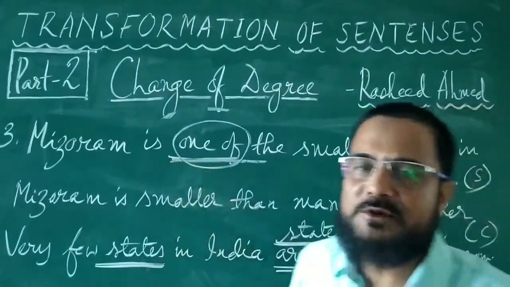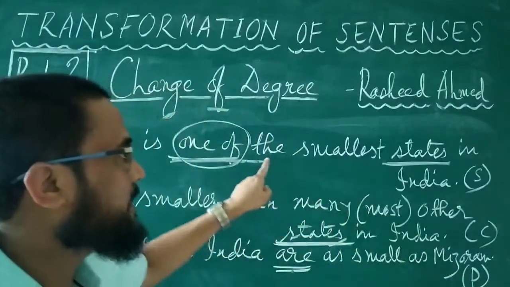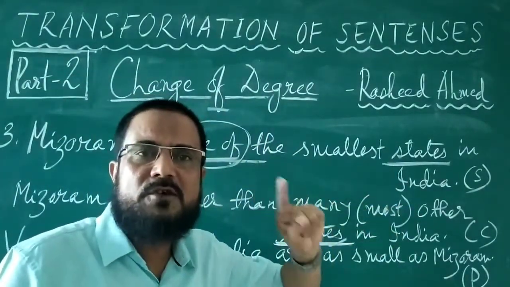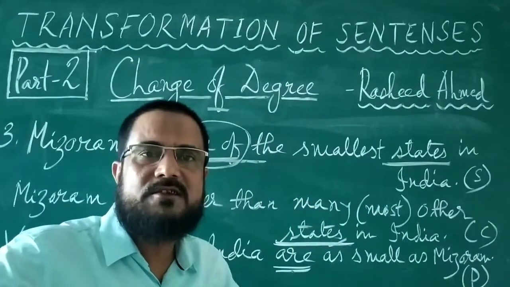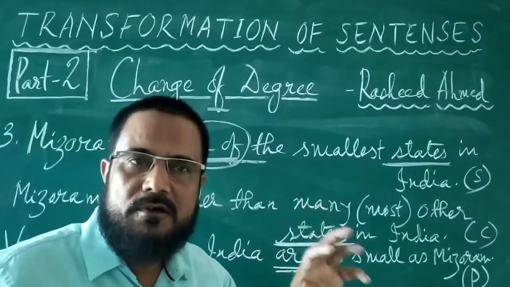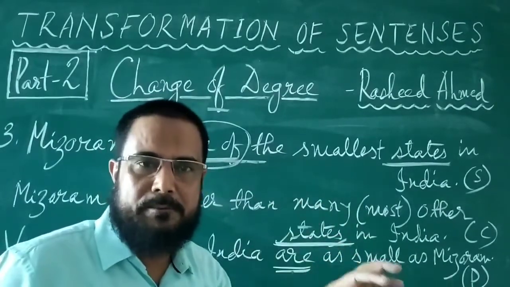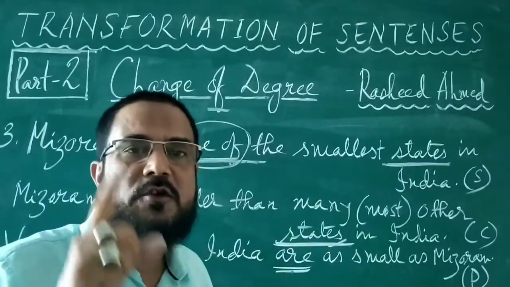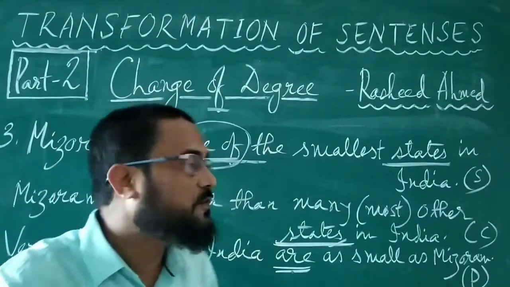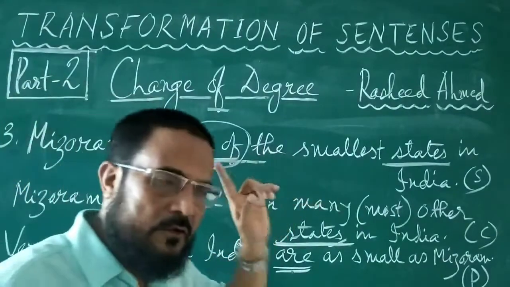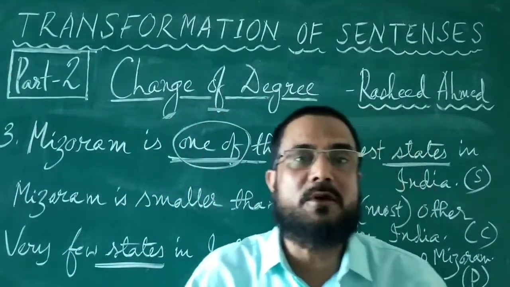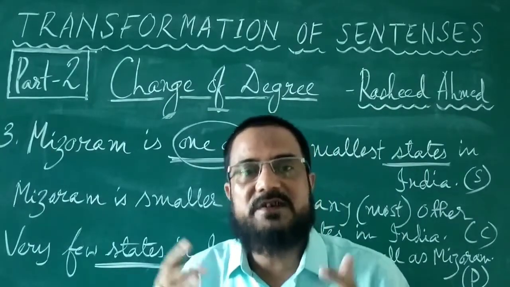But coming to Mizoram, you see, Mizoram is one of the smallest states. One of the smallest states in India. It means that this much smallness is not there only in Mizoram. There are other states which are also small, and Mizoram is one of them. In case of Goa, it is so small that such smallness is not there in any other state. But this is not the case with Mizoram. Mizoram is of course small, but its smallness is not unique. It is not the extreme smallness. Such smallness other states also have.